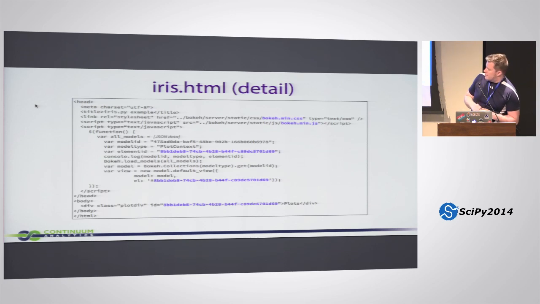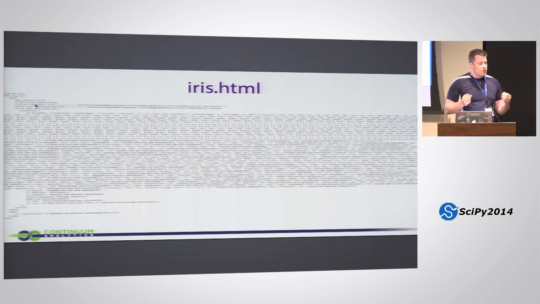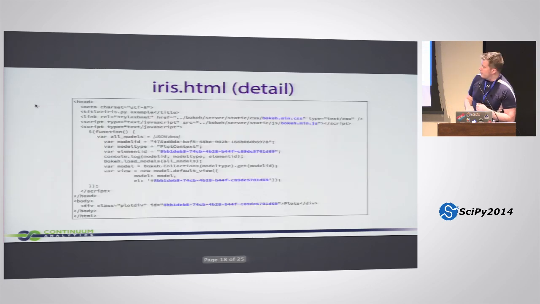You see var all models equals JSON data. That's that big blob of data on the previous slide. And so this is what we mean when we talk about bindings for Bokeh. We really mean a language that can generate the appropriate JSON to fill in that all models block of data. Any language that can do that can target Bokeh. And we'll talk about some other folks that are working on that as well.